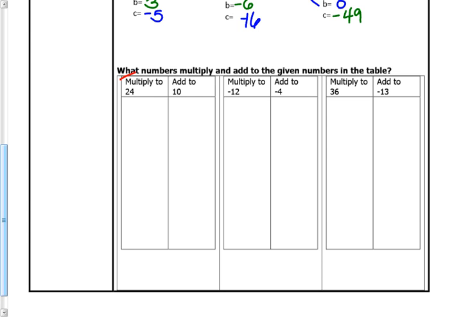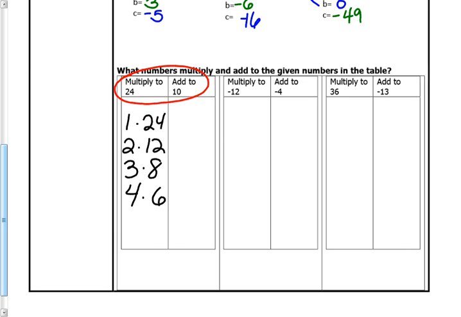So what numbers multiply and add to the given numbers in the table? If I want to do this one here first, I'm looking for numbers that will multiply to 24 and add to 10. So first, I'm looking at 24. What numbers would multiply to give me 24? Well, we've got 1 times 24, 2 times 12, 3 times 8, 4 times 6. But which one of these pairs here, the magic pair, would also add to give me 10?